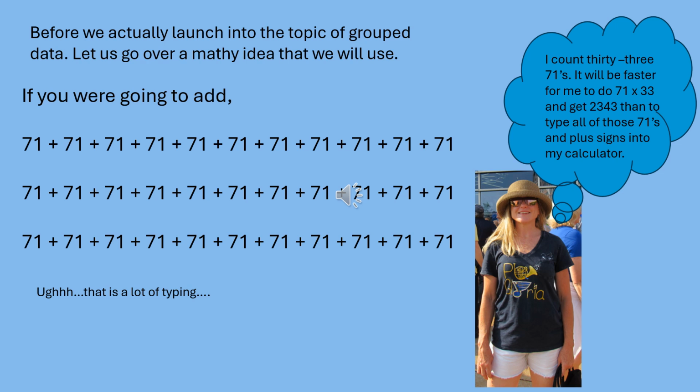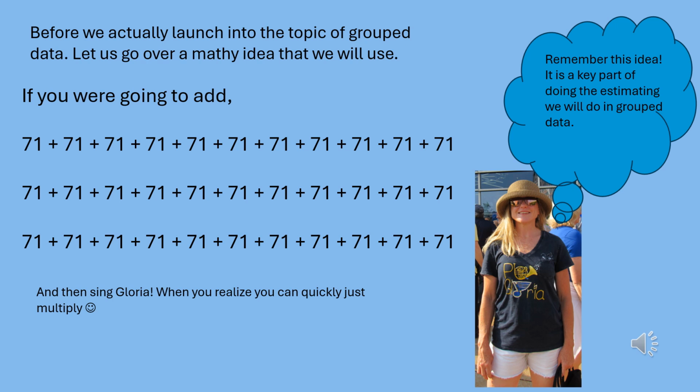So 71 times 33 would give me quickly 2,343. That would save us a lot of time, and we could then sing Gloria about all the time we saved from having to not type 71 and plus signs. But this idea of recognizing that you have a lot of duplicates of the same data value is a key idea in working with group data. So again, if you find that you're going to have to add the same number up a bunch of times, don't do that. Instead, count how many there are, and you're going to multiply the number by how many there are.